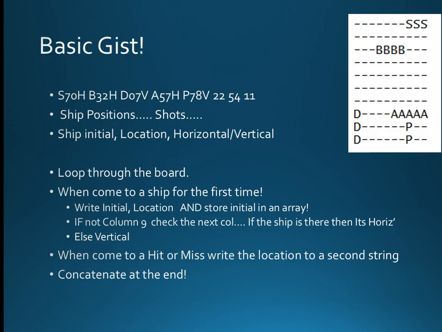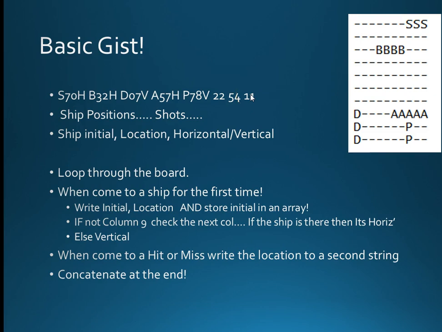The basic gist of what we're trying to create is, rather than having a literal text array dump of the characters in the array, we want to create a string that has the ship position in what's effectively a vector notation. So the ship initial, its location, whether it's horizontal or vertical, followed by the hit locations.